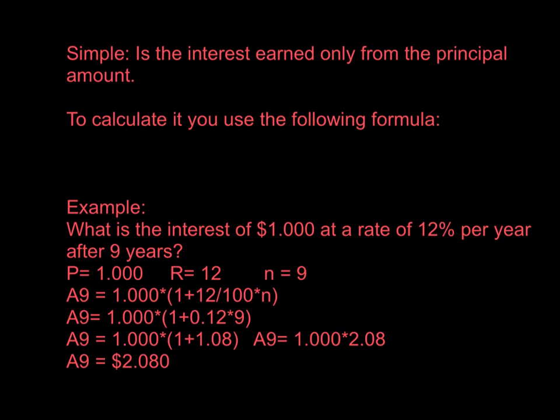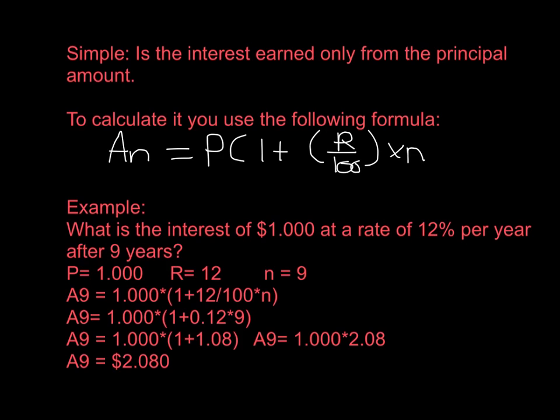Lastly, we have simple, that is the interest earned only from the principal amount. So the interest you have does not earn another interest. To calculate it, you use the following formula. So the same, a certain period of time equals the principal amount times 1 plus R, again divided by 100 because it's a percentage, times n. Since this time your interest is not compounded, we don't have n multiplying everything, but only multiplying the rate of interest.